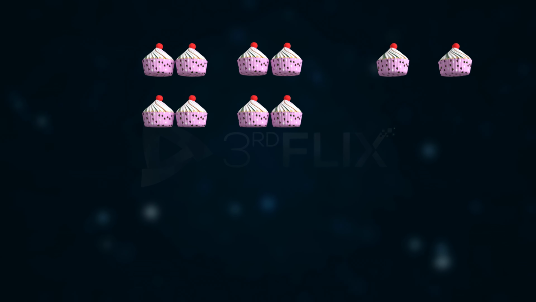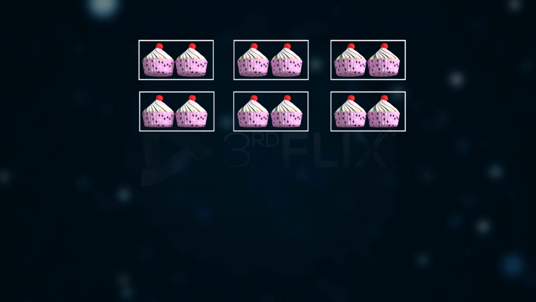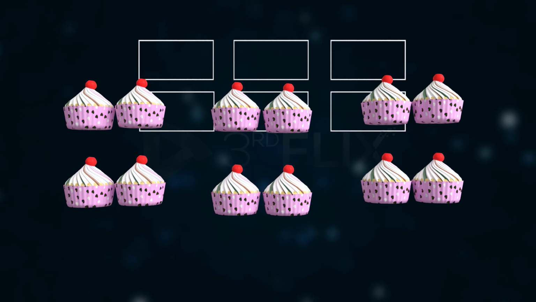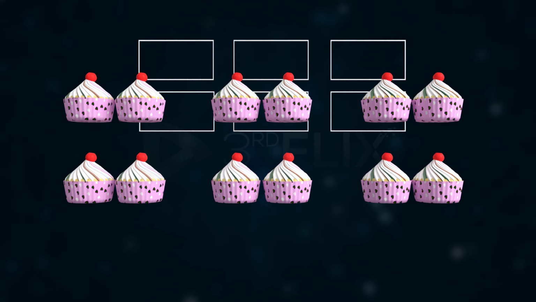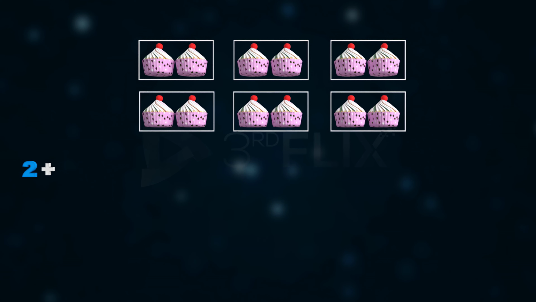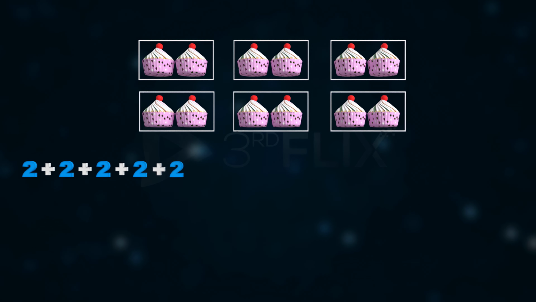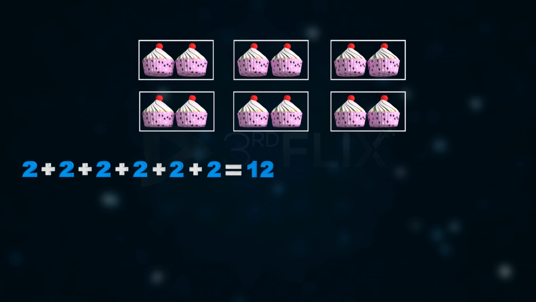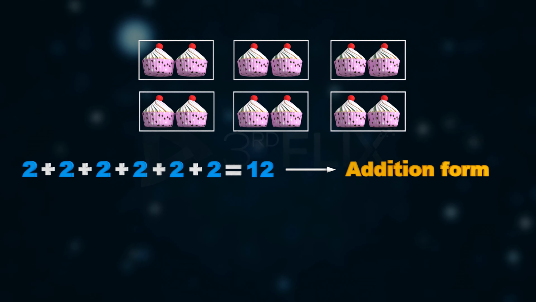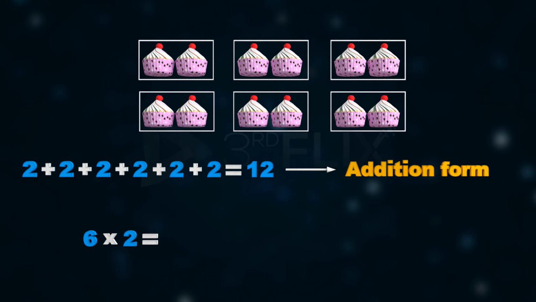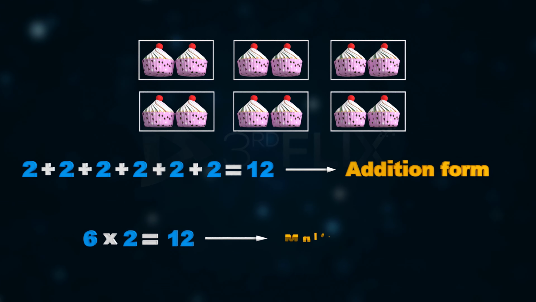Look at the following groups of cupcakes. There are 6 groups of 2 cupcakes each. 2 plus 2 plus 2 plus 2 plus 2 plus 2 is equal to 12. Addition form. 6 into 2 is equal to 12. Multiplication form.